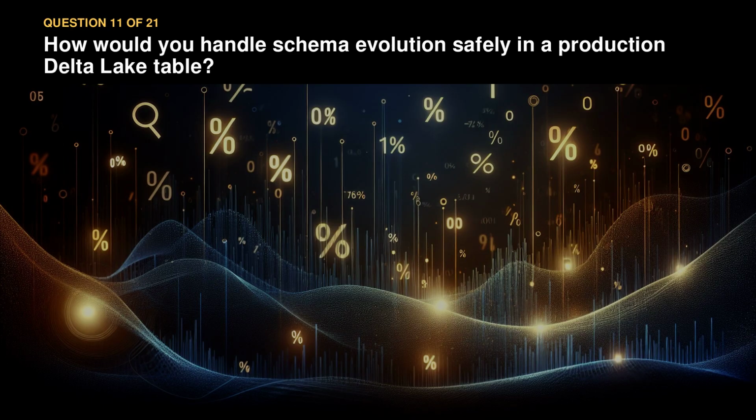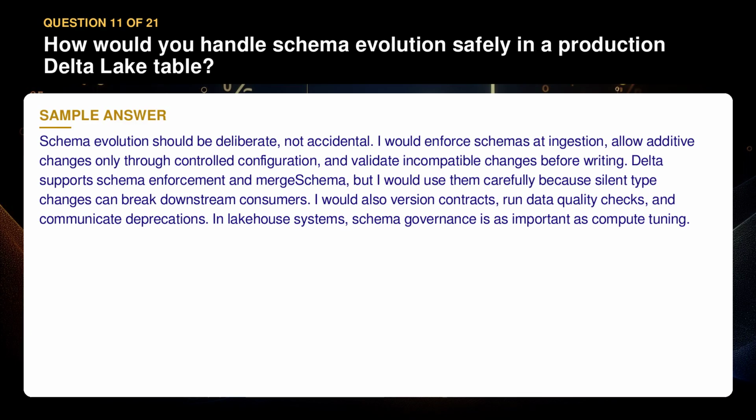Question 11. How would you handle schema evolution safely in a production Delta Lake table? Schema evolution should be deliberate, not accidental. I would enforce schemas at ingestion, allow additive changes only through controlled configuration, and validate incompatible changes before writing. Delta supports schema enforcement and mergeSchema, but I would use them carefully because silent type changes can break downstream consumers. I would also version contracts, run data quality checks, and communicate deprecations. In lakehouse systems, schema governance is as important as compute tuning.